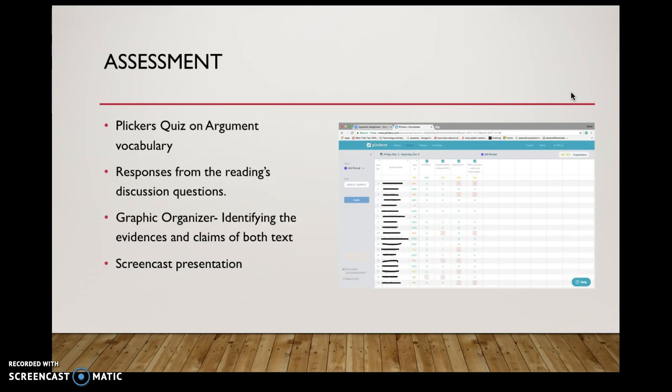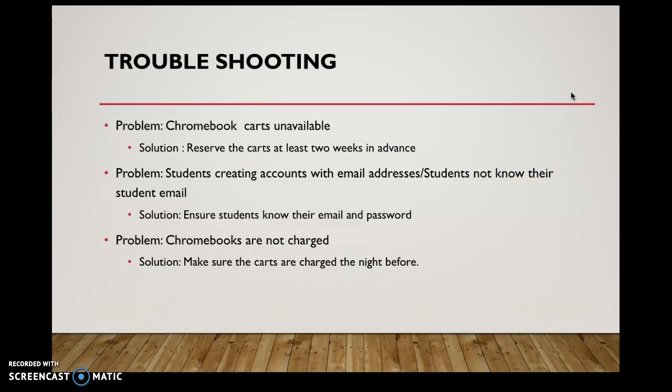The students also took a Plickers quiz on the vocabulary terms and the responses from the reading. Some of the assessments that I collected were responses on the readings discussions, the graphic organizers the students had to create, and then their actual screencast presentation.